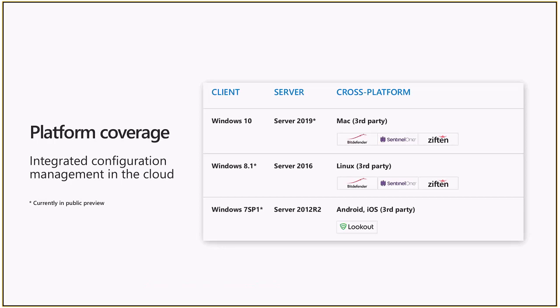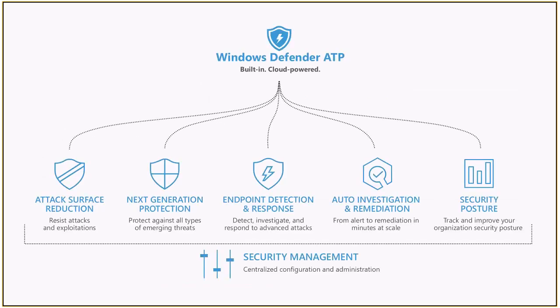So from a platform coverage point of view, obviously the Windows client is covered. Windows 7 SP1, Windows 8.1 is also covered under the platform. Servers through what was the OMS agent, now the Log Analytics agent, or sorry, the Security Center agent, as Microsoft are now rebranding that. And then the cross-platform capability for Linux, iOS, and Android coming under that third-party umbrella through people like Bitdefender, SentinelOne, Ziften, and Lookout. System Center Endpoint Protection also feeds information into EMS. So if you're using System Center Endpoint Protection on Windows 7 SP1 machines, that'll feed into that.